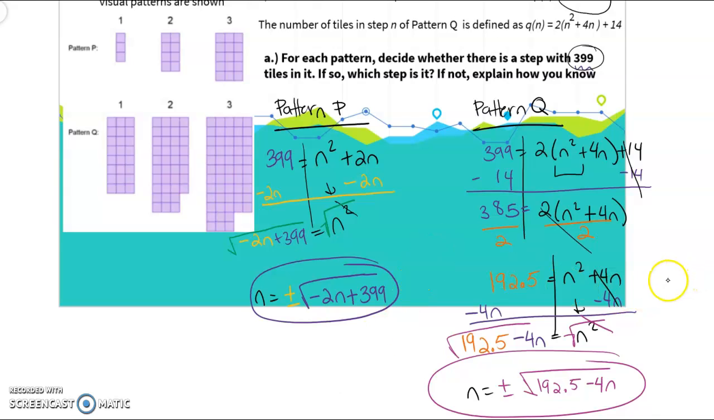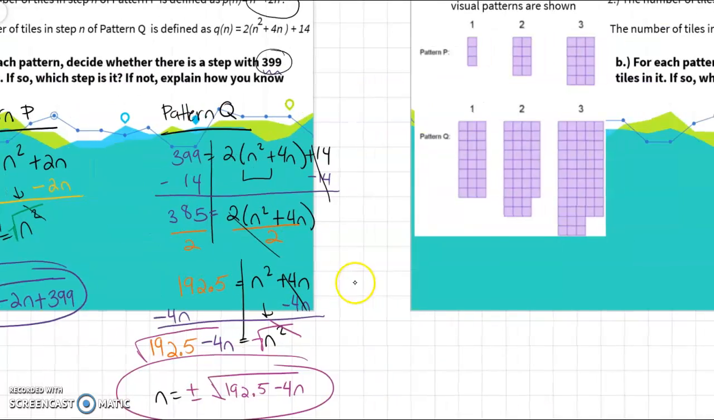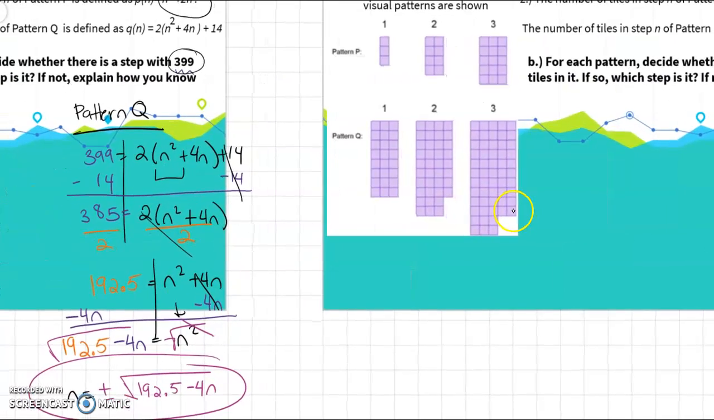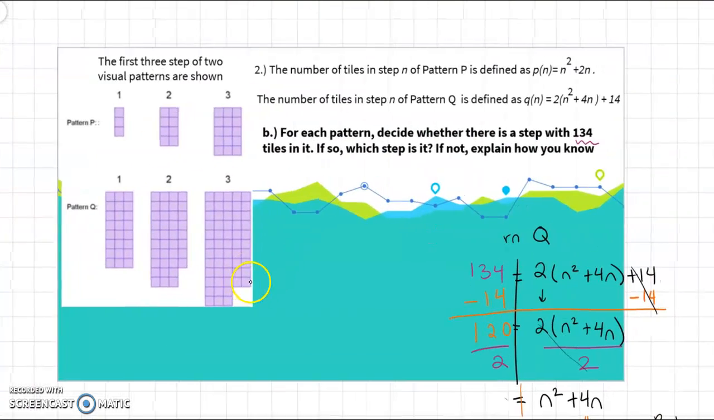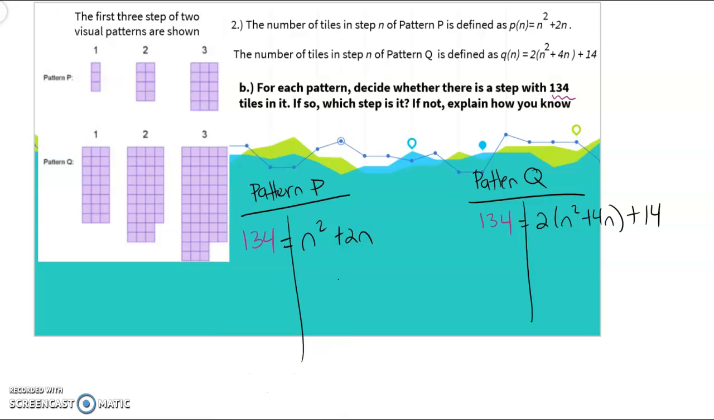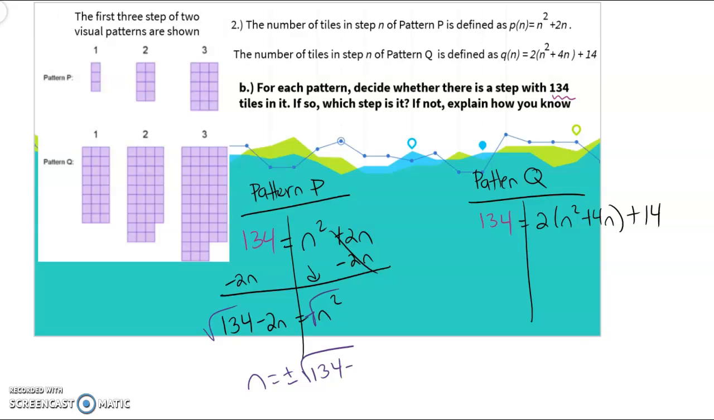So this last part here, I'm only going to have a little bit of time to help you start with the first one here. Oh, it looks like I still have part of it. Alright, so for the pattern P, now we're dealing with 134. You just got to subtract that 2n, and you can see that what we're going to get here when we square root both sides is I'm still going to have an n plus or minus 134 minus 2n. The reason why is because this 2 cannot come out yet.